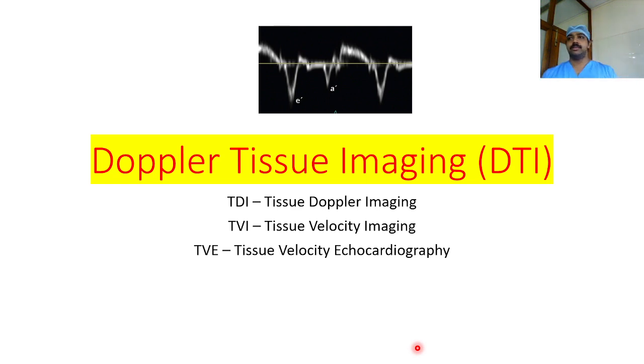Now we will come to tissue Doppler imaging. Doppler tissue is otherwise called Doppler tissue imaging, tissue velocity imaging, or tissue velocity echo. All these are synonyms for tissue Doppler imaging.